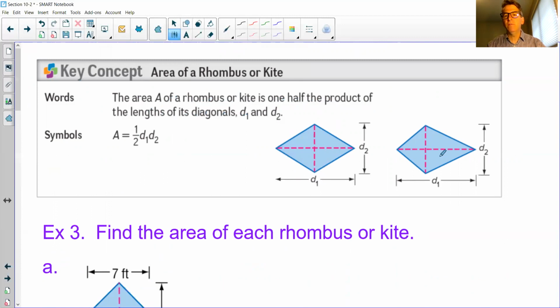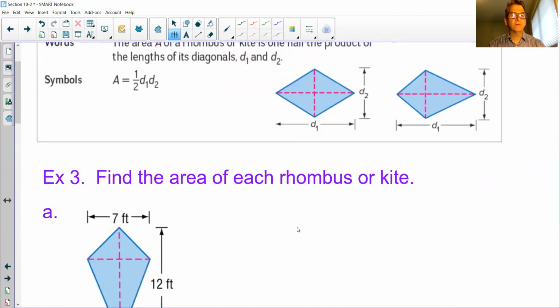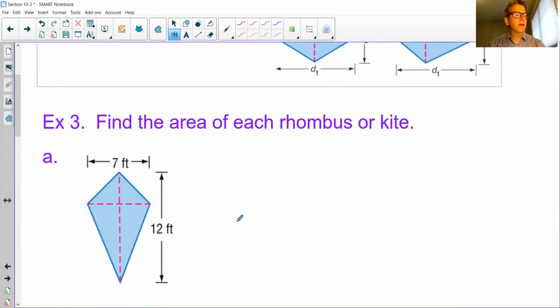This is more of the kite picture. So you have your diagonal D1 and your diagonal D2. So you take 1/2 times the product of D1 times D2. Likewise with the kite. Let's do some examples for this. Here's a kite. So the area of this will be equal to 1/2 times D1 times D2.